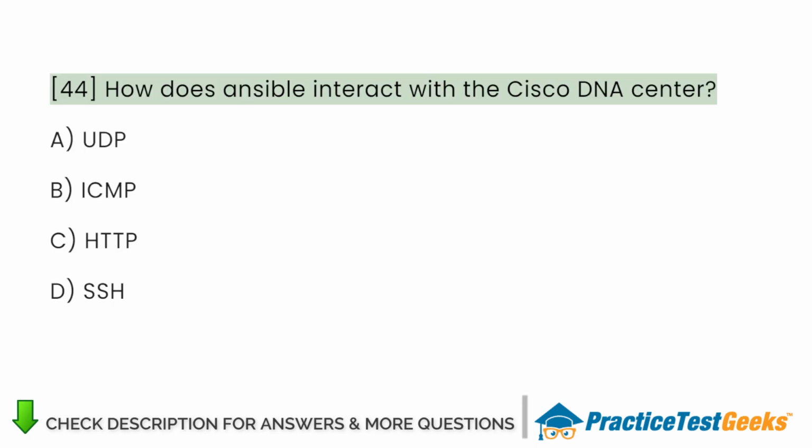How does Ansible interact with the Cisco DNA Center? A. UDP. B. ICMP. C. HTTP. D. SSH.